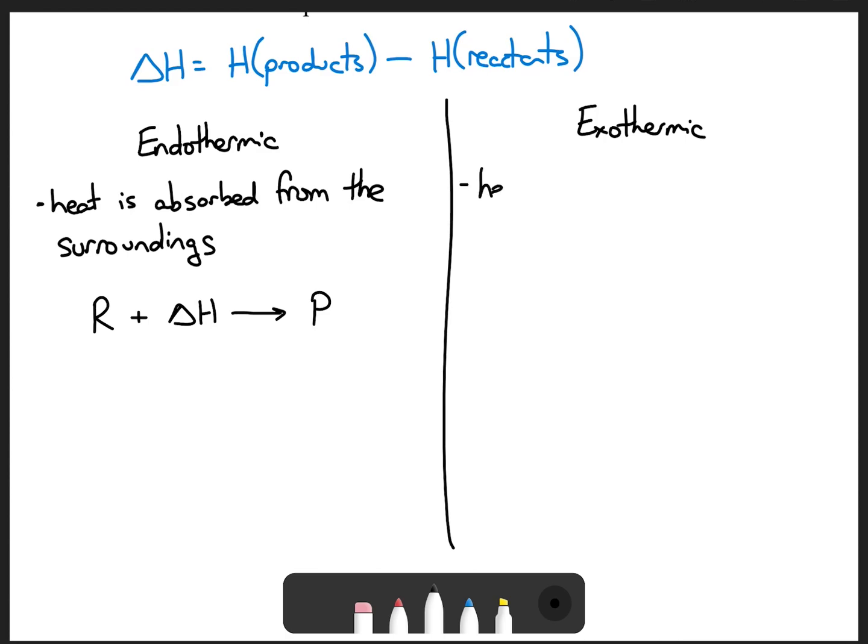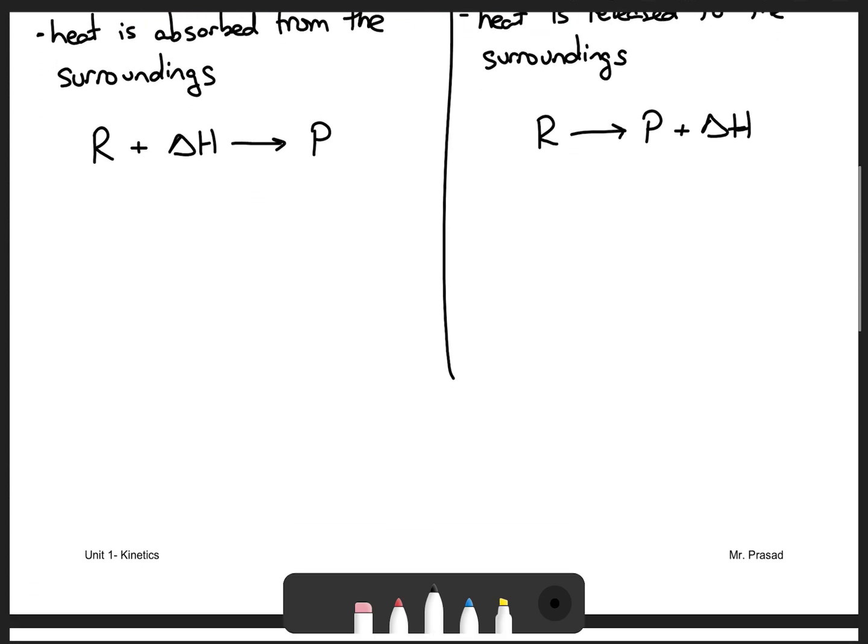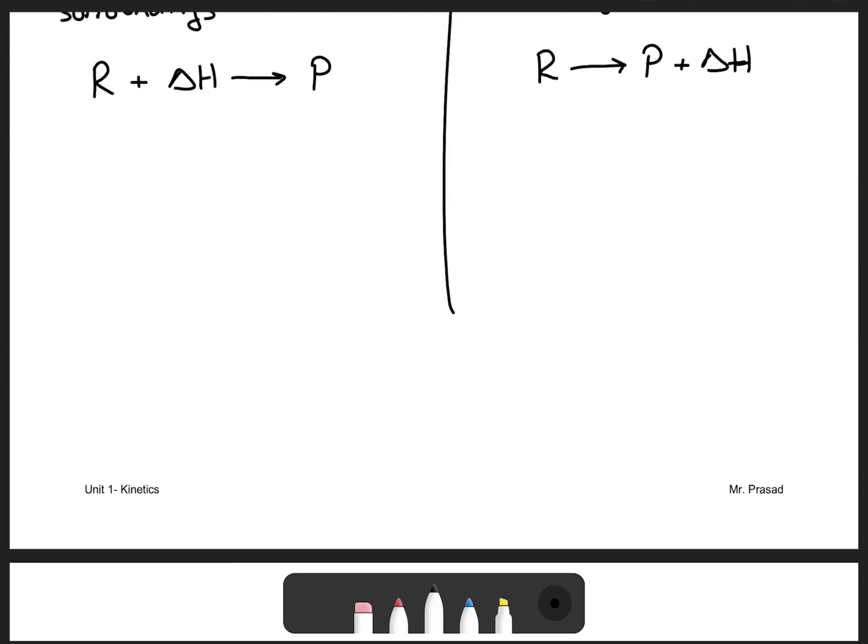For exothermic, the definition is heat is released to the surroundings. Chemical equation here, reactants to products plus enthalpy. Let's graph this out, starting with endothermic.